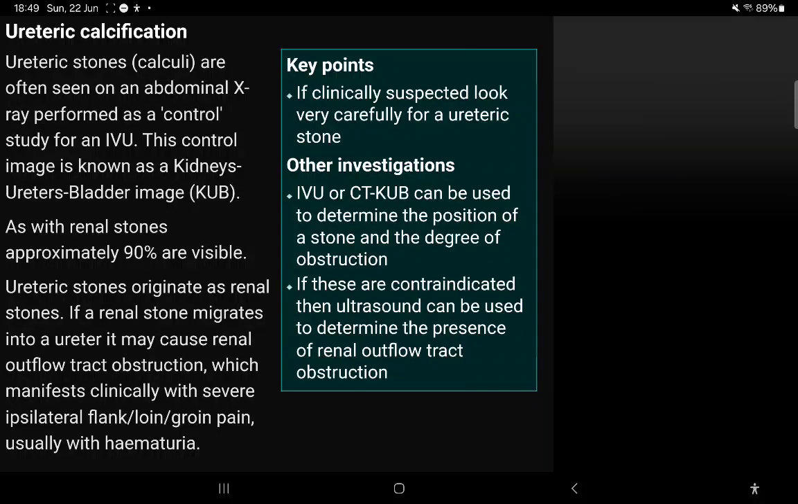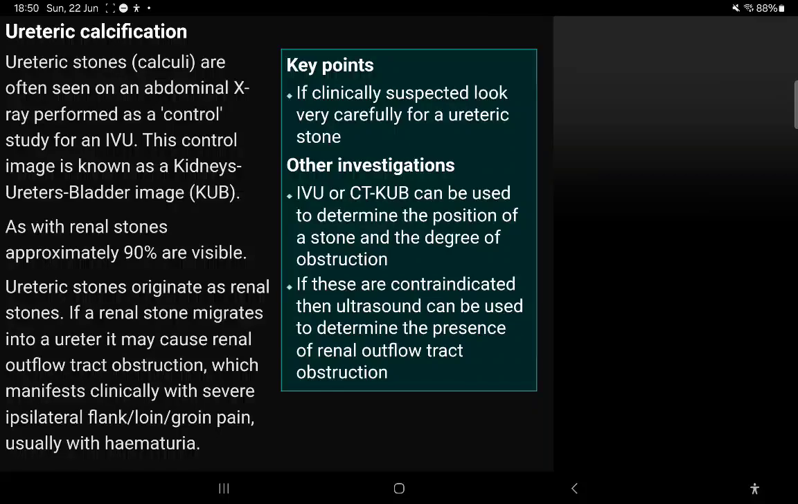The key points: if clinically suspected, look very carefully for a ureteric stone. Other investigations, IVU or CT-KUB, can be used to determine the position of a stone and the degree of obstruction, because some types of stones don't appear in X-rays. If these are contraindicated, then ultrasound can be used to determine the presence of renal outflow tract obstruction.